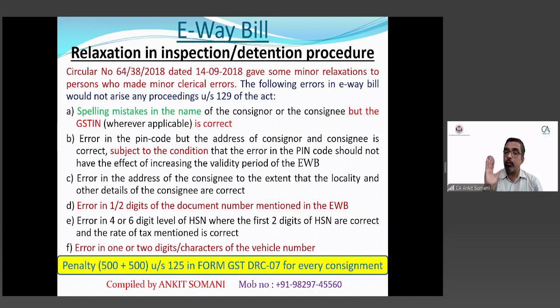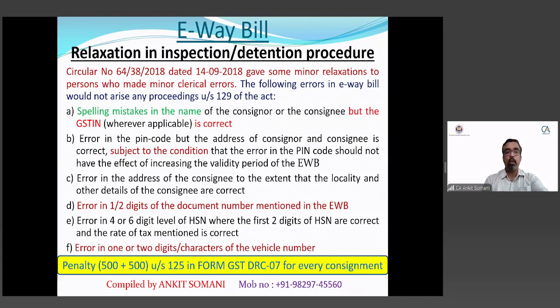You know, out of a huge penalty of 50% of the value of the amount of tax, or sometimes 200% of the tax amount, or 50% of the value of goods, whichever is higher, in all those cases, instead of that, a penalty of rupees only 1,000 would be levied in all these cases.